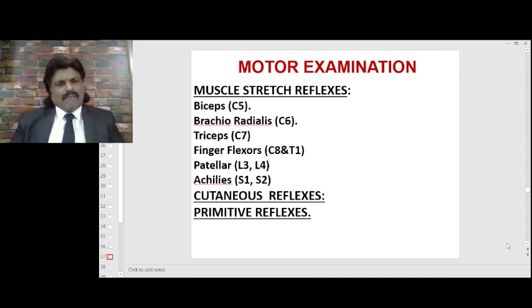For example, if the biceps is involved, biceps jerk will be absent. That is, C5 will be absent. If the brachioradialis is involved, C6 will be absent. If triceps is involved, C7 is absent.